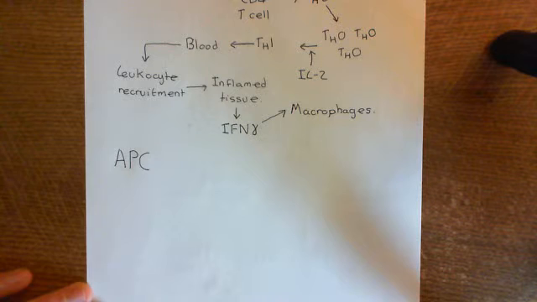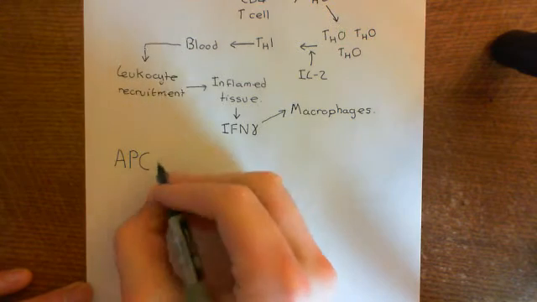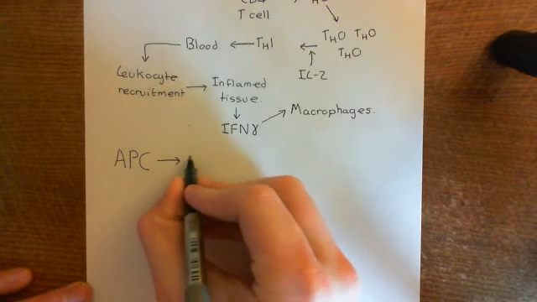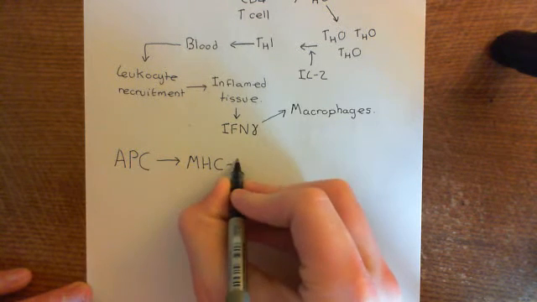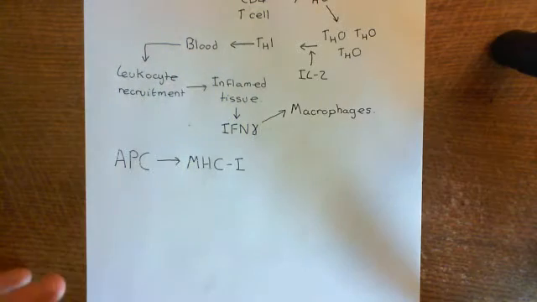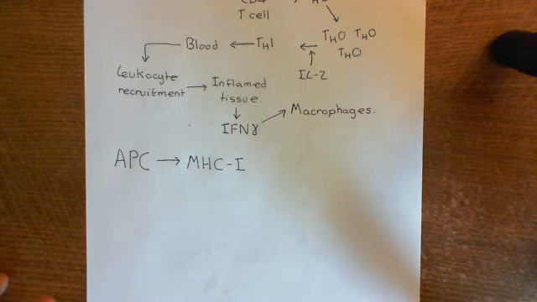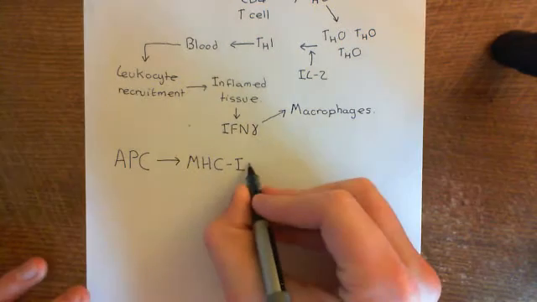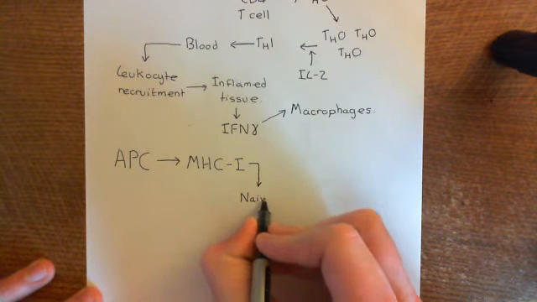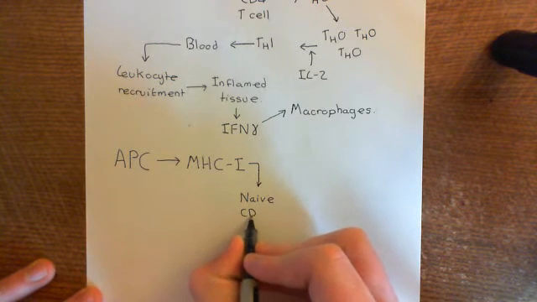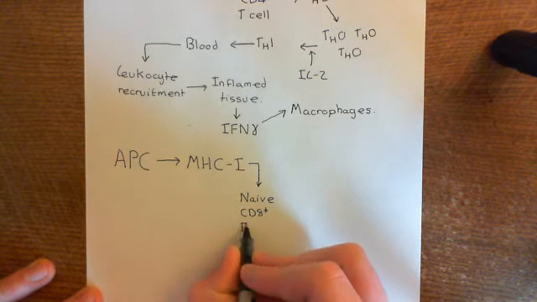So what the cell will do is it will break down these antigens, it will process them, and then it will take fragments and put them on its cell surface. This time, it will mount them on the major histocompatibility complex class 1 rather than the major histocompatibility complex class 2. And then it will go in the lymphatic vessels to the lymph nodes, and it will present this now to naive CD8 positive T cells rather than naive CD4 positive T cells. So it finds a naive CD8 positive T cell.